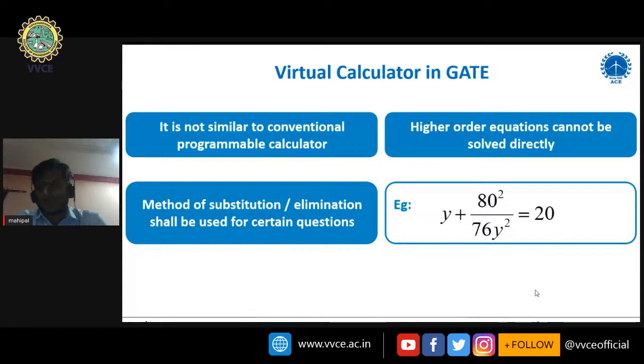Now, the other one that I wanted to share with you is the elimination technique. So, how to use the elimination technique? Take this example, which is available on your screen. Y plus 80 square by 76 y square is equal to 20. This looks like an algebraic equation. If you want to solve this equation with the traditional knowledge we have got, then this equation is going to become 76 y cube plus 80 square minus 20 into 76 y square is equal to 0. This is a third order equation in algebra. It is going to take almost 3 to 4 minutes, if not more, to solve this equation.